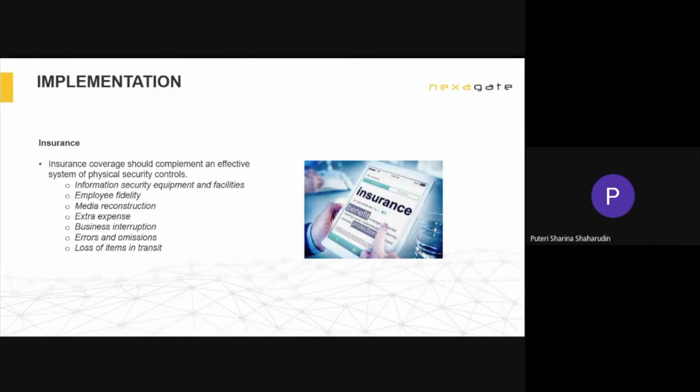Insurance coverage should complement the physical security controls as a countermeasure against threat realization and impact on company operations. The following items should be considered, such as information security equipment and facilities, employee fidelity, media reconstruction, extra expense, business interruption, errors and omissions, and loss of items in transit.